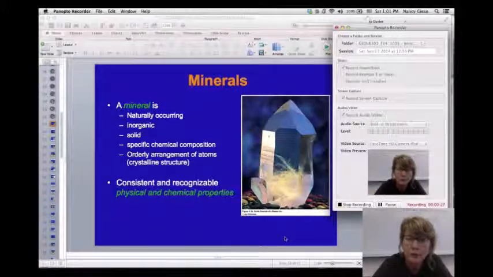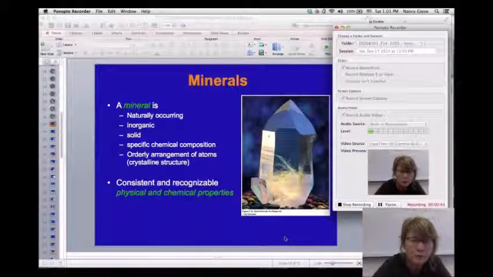What is a mineral? Minerals, you can think of them as the building blocks of rocks, but a more precise way to define a mineral is that a mineral is a naturally occurring inorganic solid that has a specific chemical composition and an orderly arrangement of atoms. Another way of saying that, it has a crystalline structure.